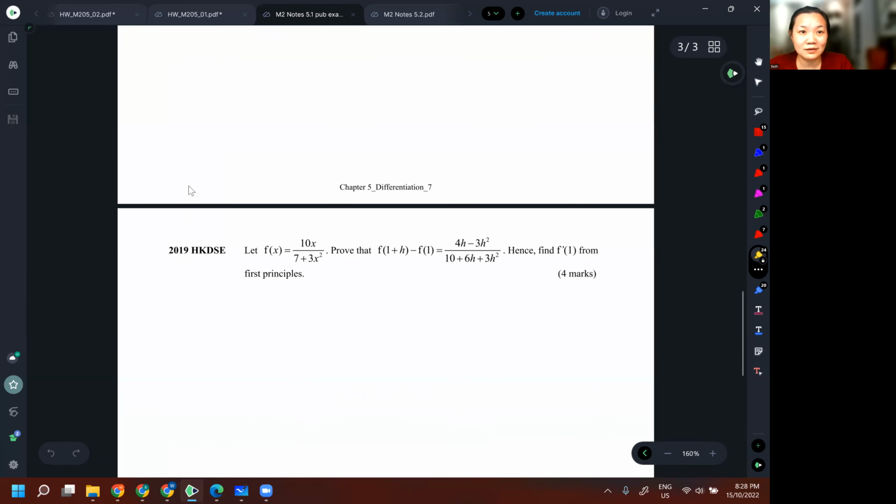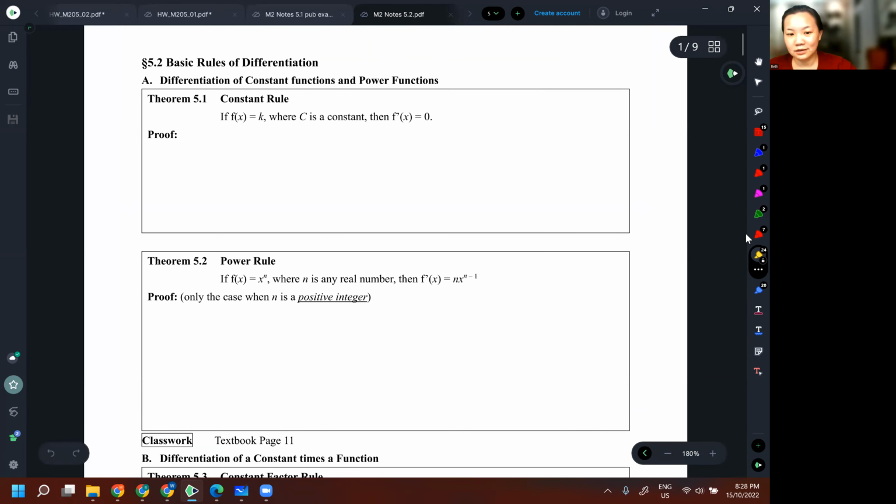I think these 2 years, the first principle question, they are a little bit different from the rest of the years. Okay, I will explain next time. Anyway, look at 5.2.